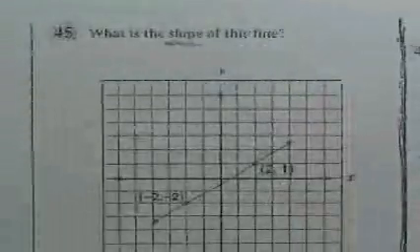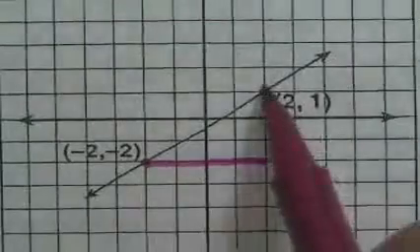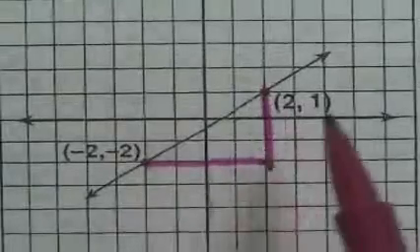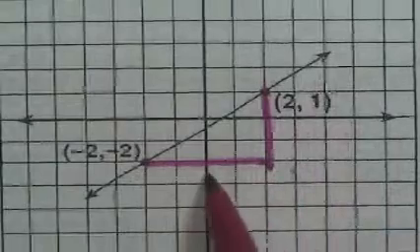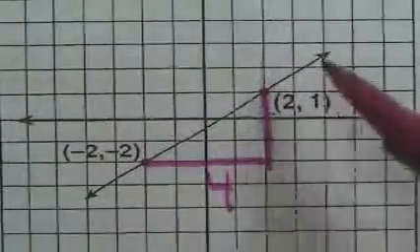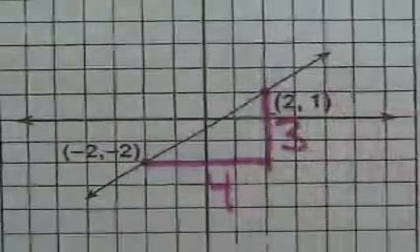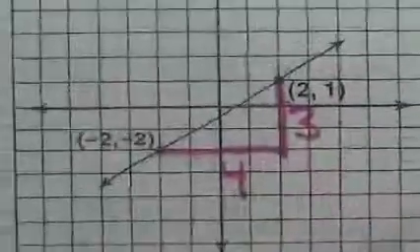Okay, number 45 wants to know the slope of the line. So remember, I just draw a triangle. I count the sides here. 1, 2, 3, 4. And going up and down, 1, 2, 3. All right, it's a positive slope. And the change in y going up and down is 3 over 4. That means our answer is letter B.